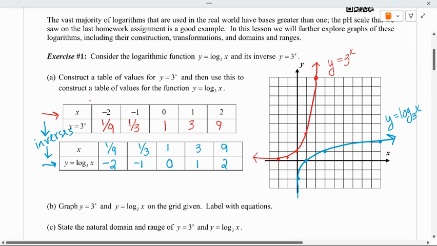Remember that they're inverses. What do we know about inverses? What are they symmetrical about? Do you guys remember? These two lines are symmetrical about the line y equals x. So this is the line y equals x.